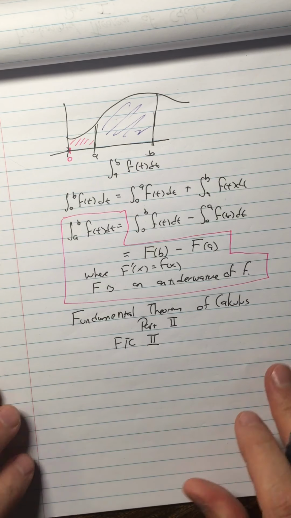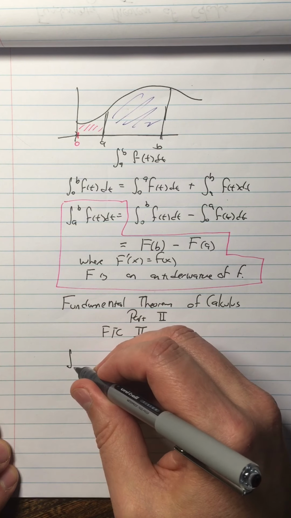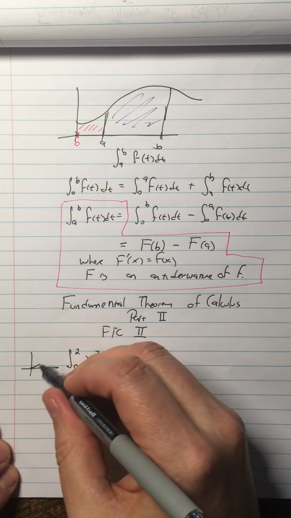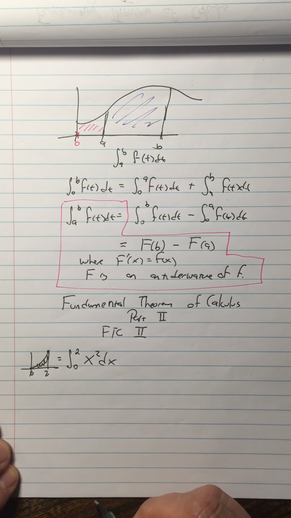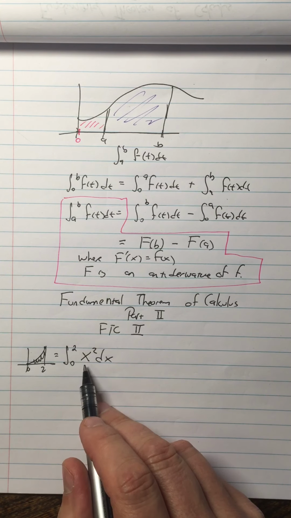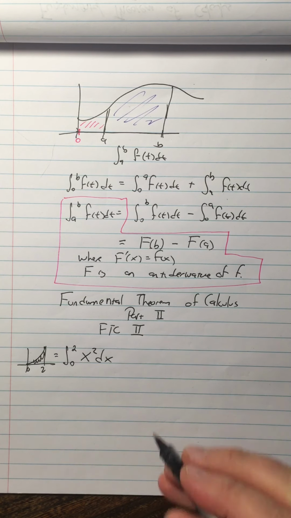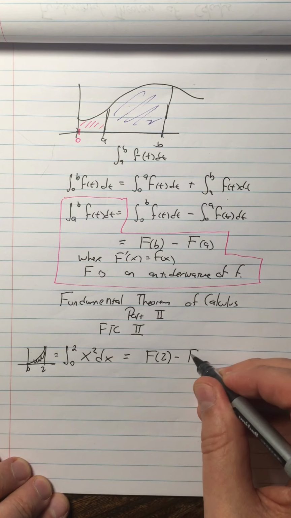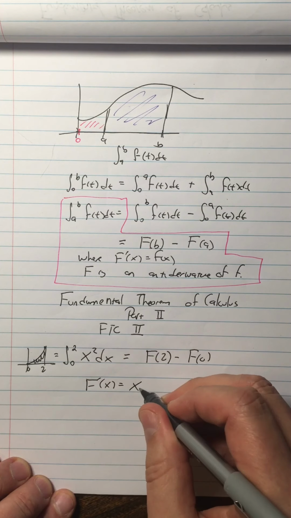Now we're ready to see how this helps us actually evaluate integrals. If we come back to our famous area that we started with, we can now call it the integral from 0 to 2 of x squared dx. That represents the area from 0 to 2. All you have to do is think of a function whose derivative would be x squared. Can you think of one? When we think of that, we know this is going to be capital F of 2 minus capital F of 0, where capital F prime of x equals x squared.